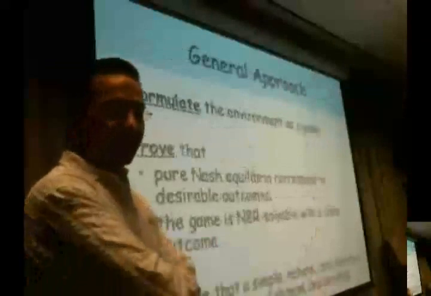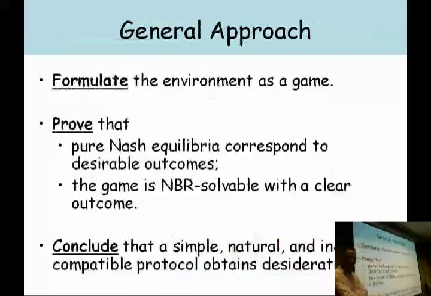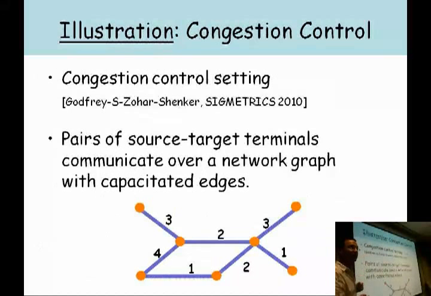This might get into details, but how would you prove that the pure Nash equilibria correspond to desirable outcomes? I mean, that could be very complicated. Yes, and it's very environment specific because it's not clear what desirable outcomes mean. So let me give you an example where this will arise. The second example, congestion control. This looks at the congestion control setting that has been studied in another paper.